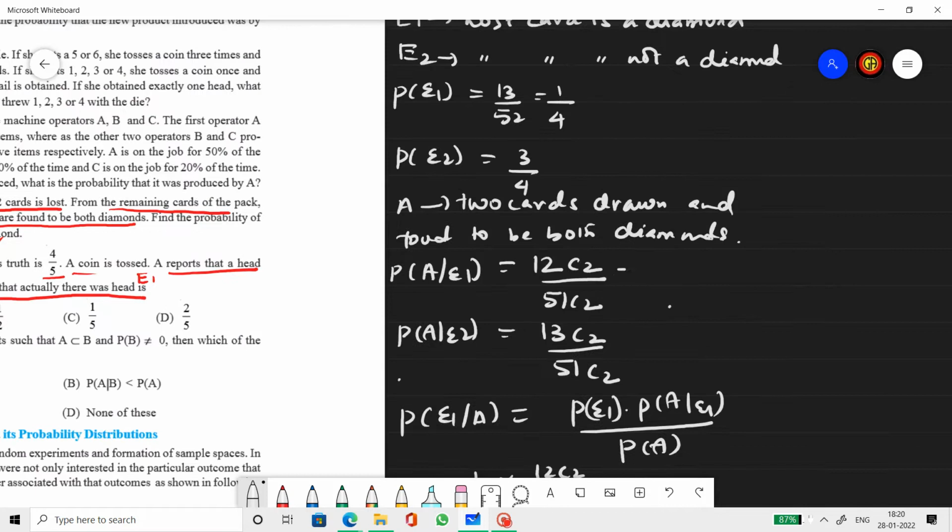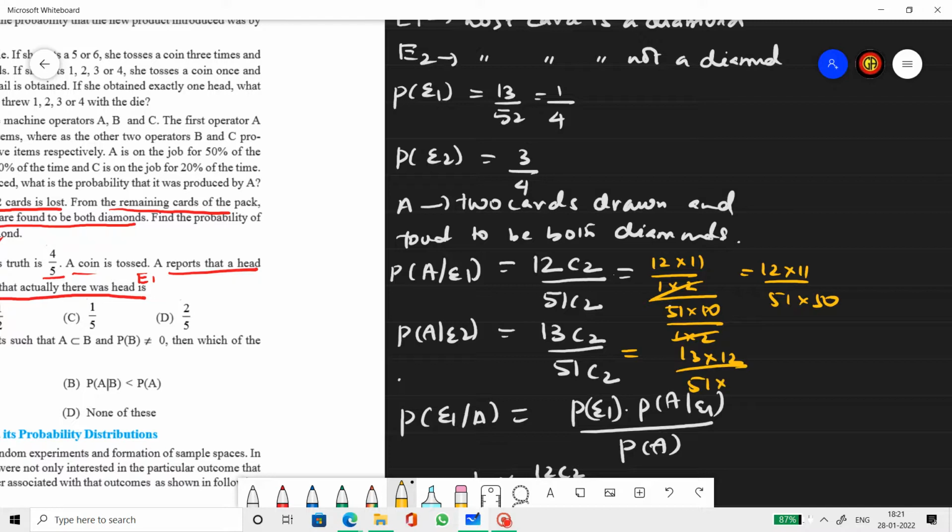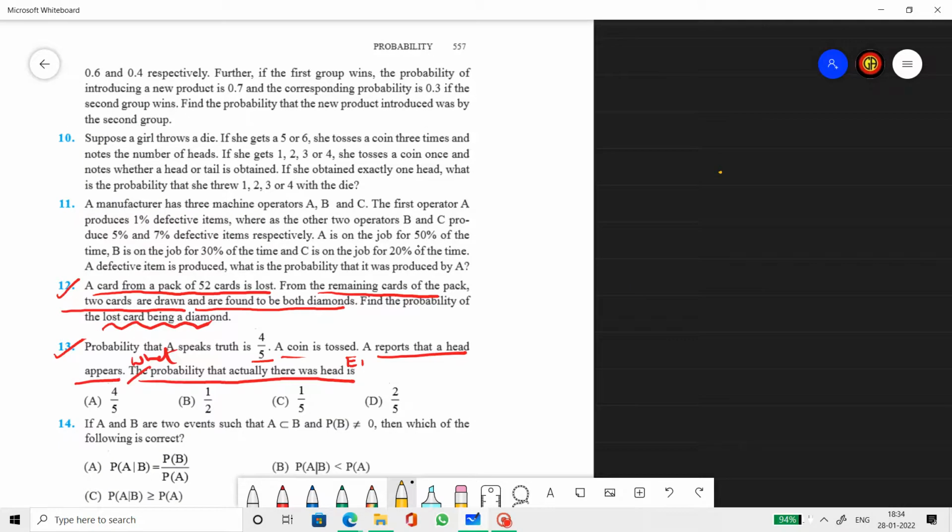Now simplification of 12 C2 is 12 into 11 by 1 into 2, by 51 into 50 by 1 into 2. So 1 into 2 will directly get cancelled. So 12 into 11 by 51 into 50. Like that 13 C2 will be 13 into 12 by 51 into 50. So this way we can find the answer for this question.